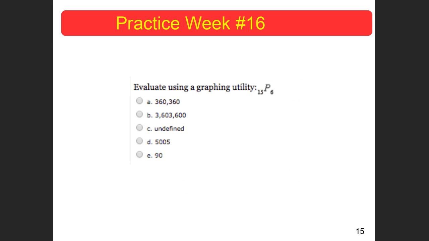Evaluate using a graphing utility. Okay, so this one, it's telling us that we should use, it should say, using Desmos, or I don't care what one you use. Okay, so what I'd like you guys to do is try and see if you can figure out what 15 permutate 6 is, using Desmos, hopefully, to see if you understand how to use the Desmos calculator, because it is going to come in very handy this week on your assessment.